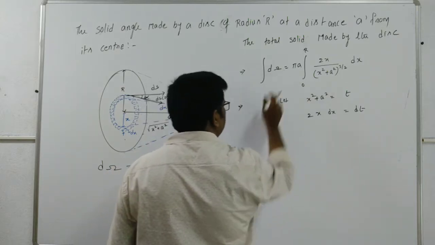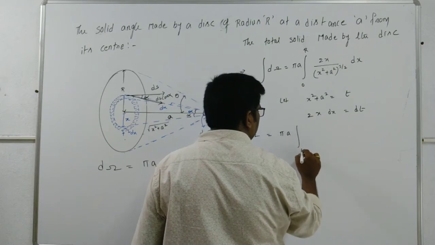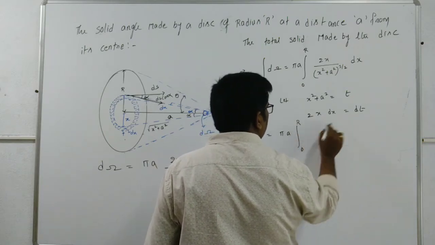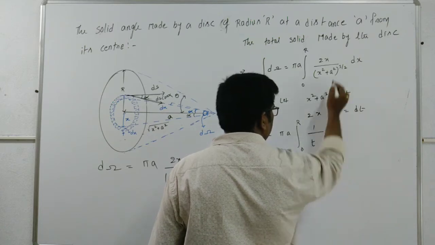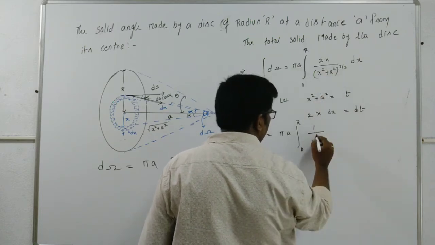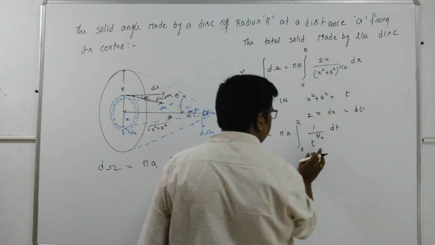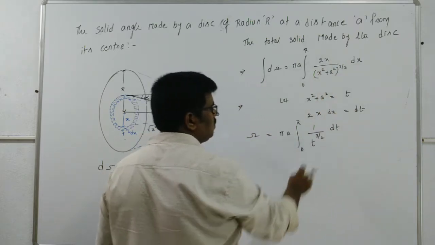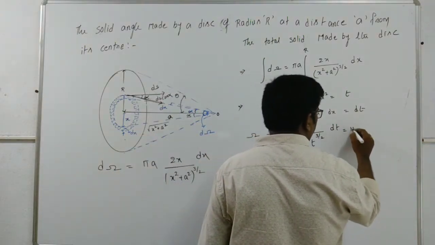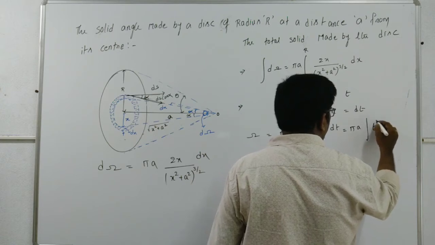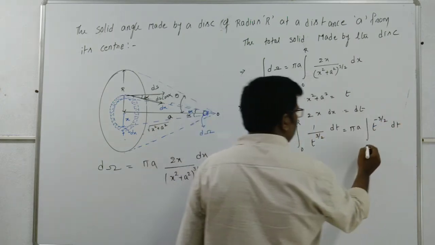Then this expression, the total solid angle omega, is equal to pi a into integral 0 to r of 1 by t, in the sense x square plus a square whole raised to 3 by 2, and in place of 2x dx you can write dt. Now it is changed into a function of t: pi a into t power minus 3 by 2 dt, integral 0 to r.